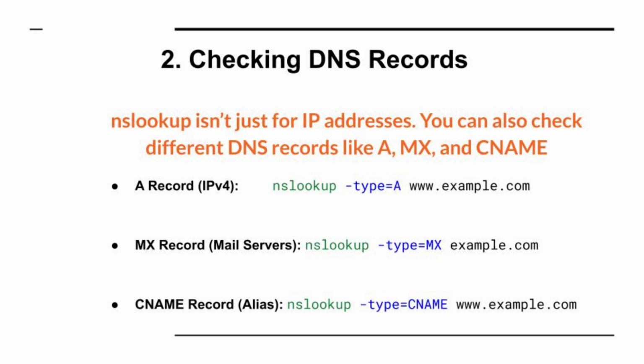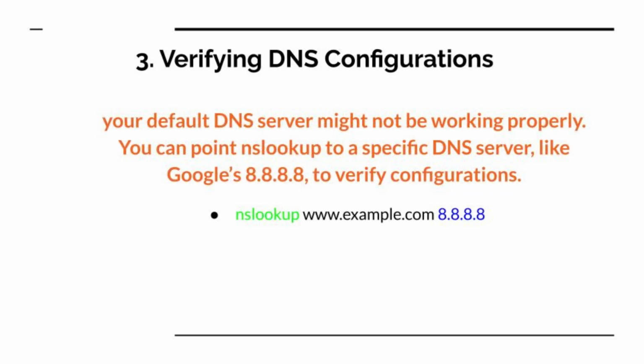MX record, mail servers: nslookup -type=mx example.com. CNAME record: nslookup -type=CNAME www.example.com.